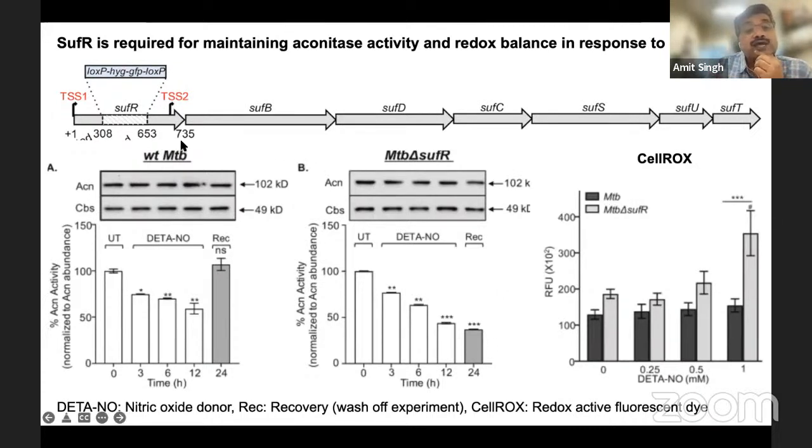So as I have shown in my earlier slide, sufR is the first gene of the operon. The rest of the operon seems to be essential. You cannot knock it out, but you can knock out the first gene. And there are several groups which were able to knock out the first gene of this operon, including Amit Pandey's group at THSTI. And here we have been able to knock it out.